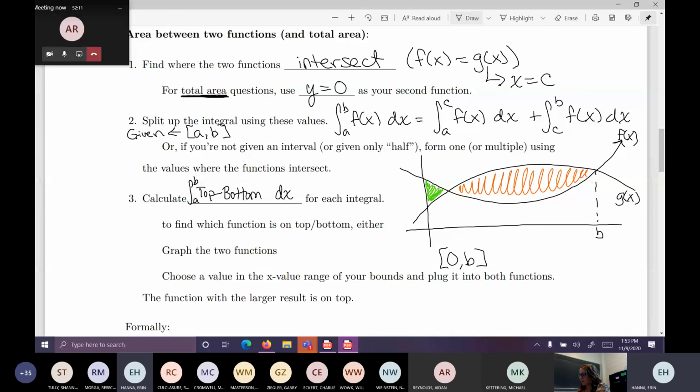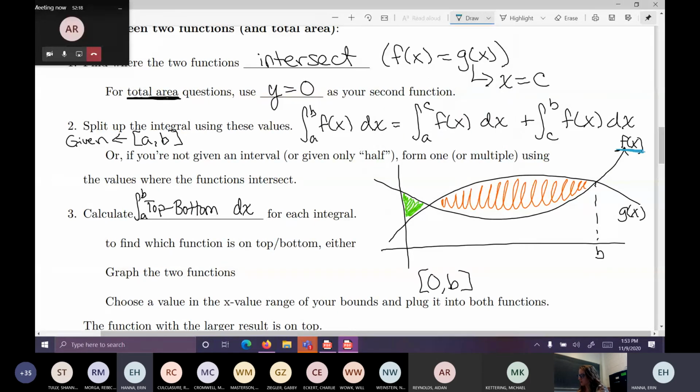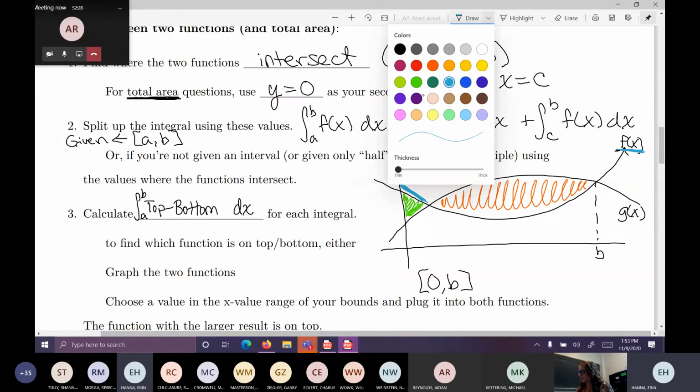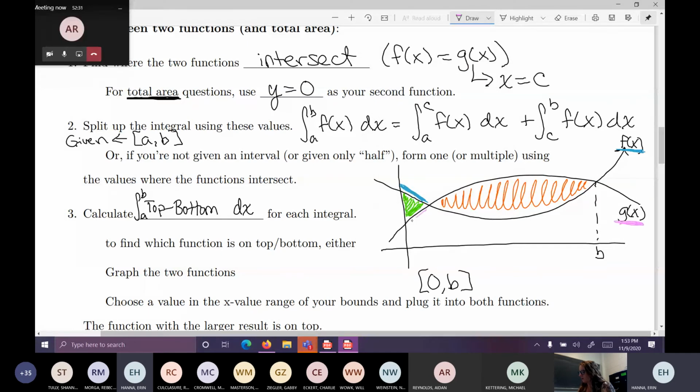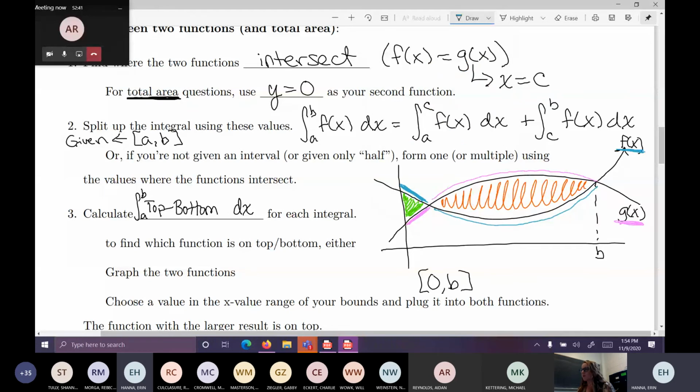So we want all of that area, but notice that in the green section, let me color these. So f of x is going to be blue. So for the green area, f of x is above g of x. Let me make g of x pink. But then for that red area, it kind of switches. And that's going to make a huge difference about which function is above the other. So that's what I mean by a top versus bottom. Which function is on top of the other in that interval?